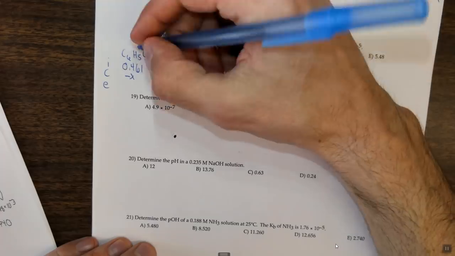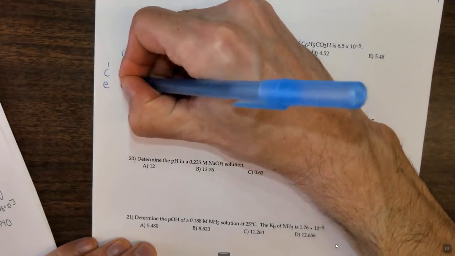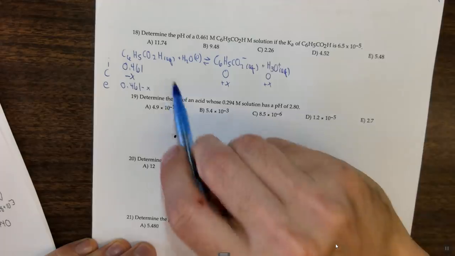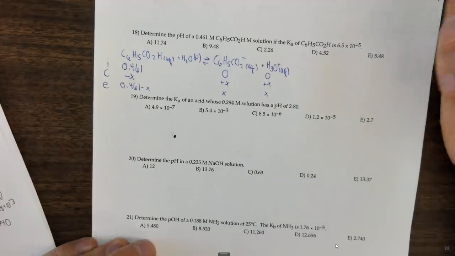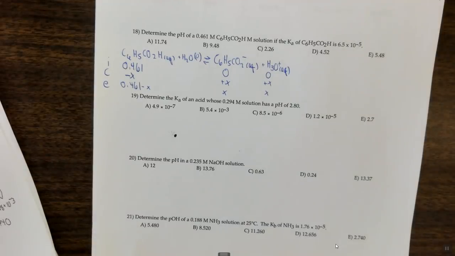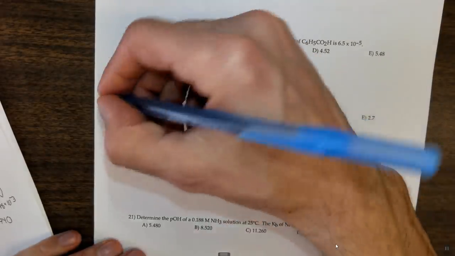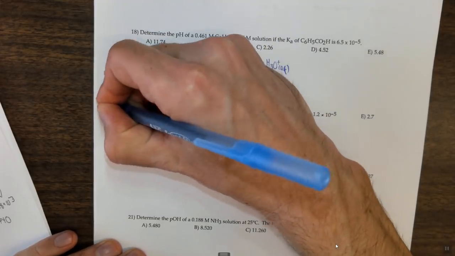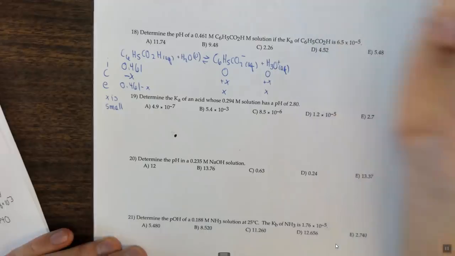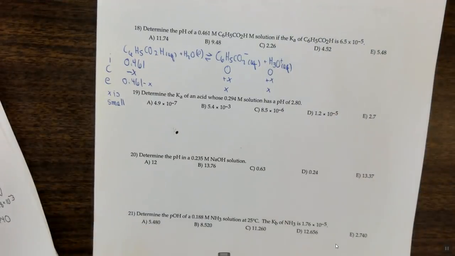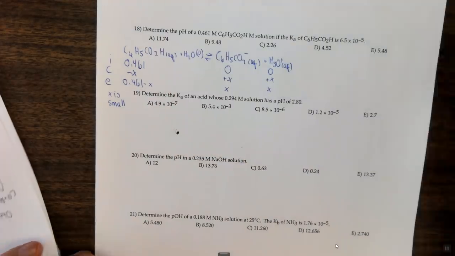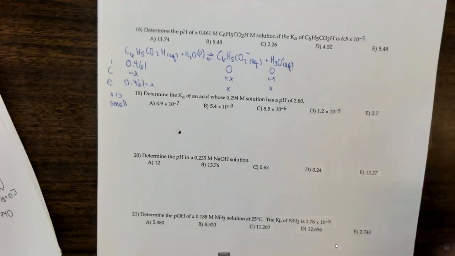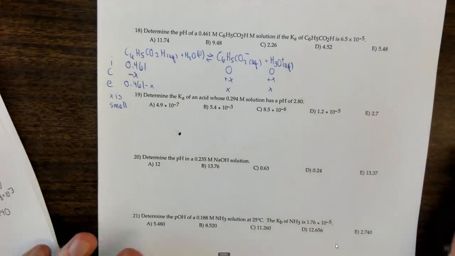Which means that at equilibrium we're going to have 0.461 minus X amount of benzoic acid, X amount of benzoate, and X amount of H3O plus. Now, we are going to assume X is small. Technically, you should calculate this, but on this practice test, I'm not going to give you any where you need to use the quadratic equation. So we're just going to assume X is small and that we can ignore it. And when something's 0.46 molar and it has a Ka times 10 to the minus 5, it's a safe assumption.